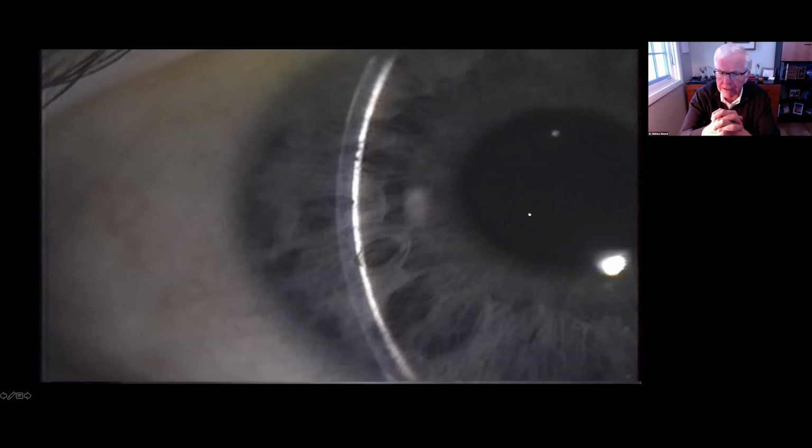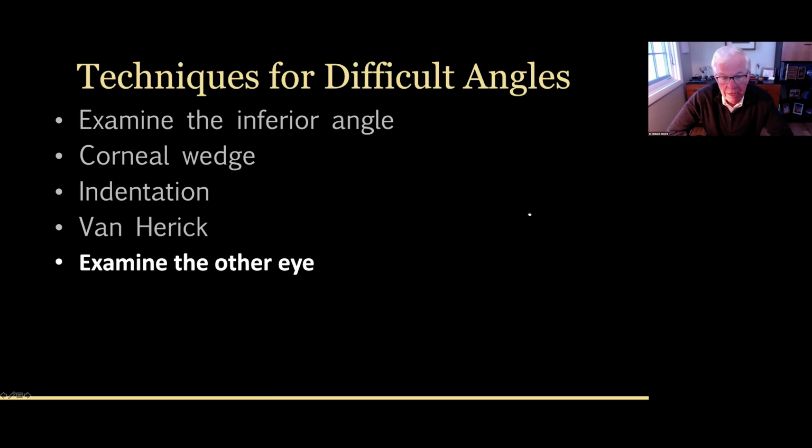And again, I would never replace gonioscopy, which is so easy to do once you have that four-mirror lens in your pocket. But this is a way, if you have, say, an angle that's very poorly pigmented, and you can't tell if it's wide open and you're looking at unpigmented trabecular meshwork, or if it's closed and you're just looking at cornea. Obviously the corneal wedge, but if you can't get the wedge to work, the Van Herrick might help you with that. So it's just a gross estimate of the angle depth.